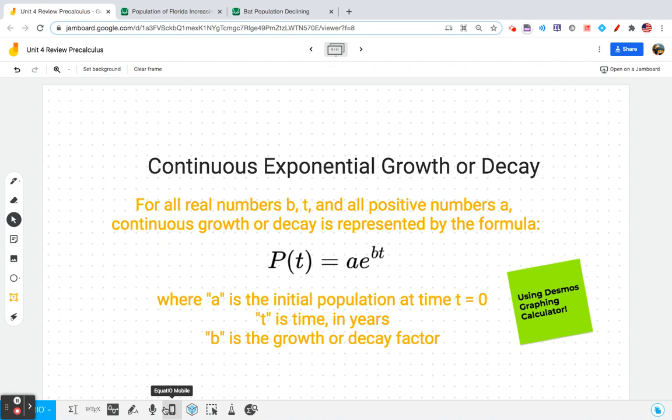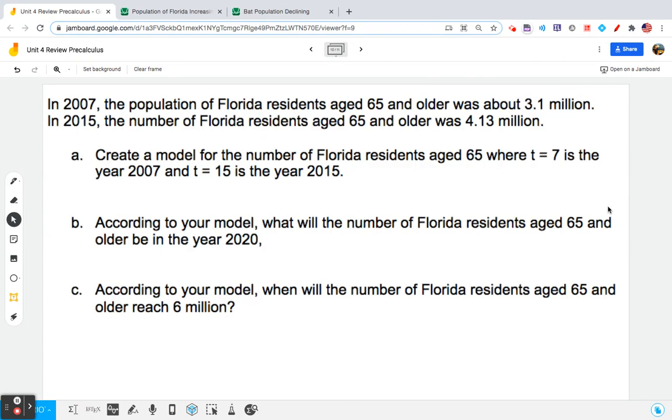So very often we'll be given some information about a certain growing or decaying population. And what we'll need to do is look for ordered pairs and then use technology to help us find the exponential regression model. So in this video, I'm going to show you how Desmos helps me solve problems like this, using the Desmos graphing calculator. So here's a typical context.